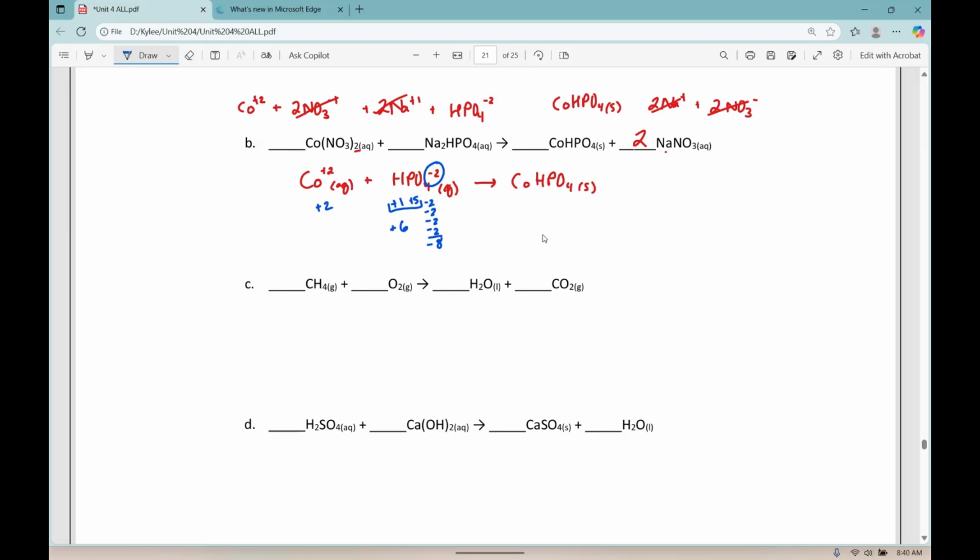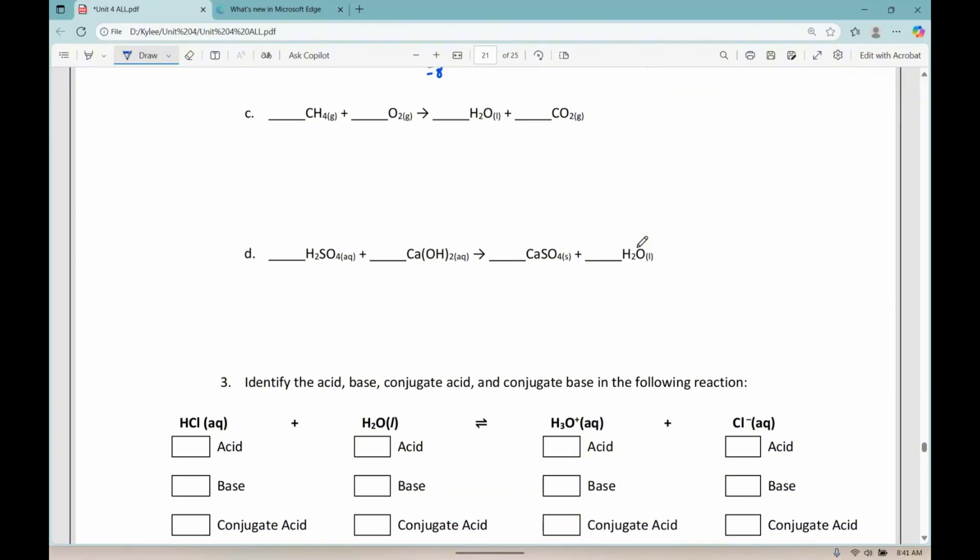What we find on the right-hand side is that these charges end up being the same. This is going to be +2, +1, +5, and then -2. So we actually see no change in oxidation numbers. So this one is actually not redox. Tricky, tricky. A couple more, and then we'll look at some acid-base examples.